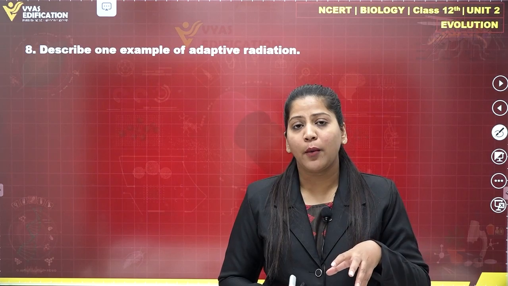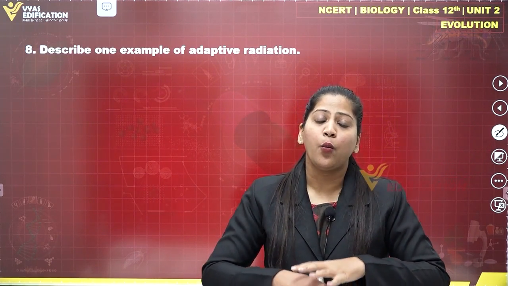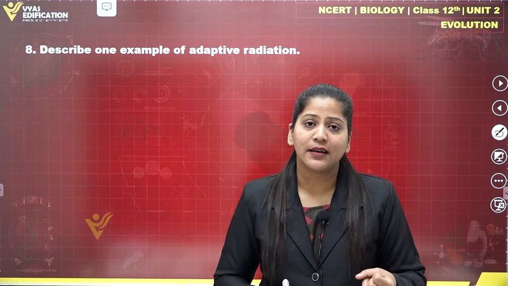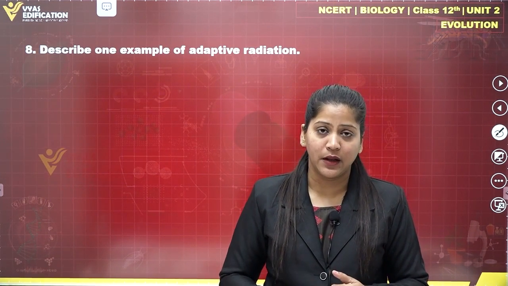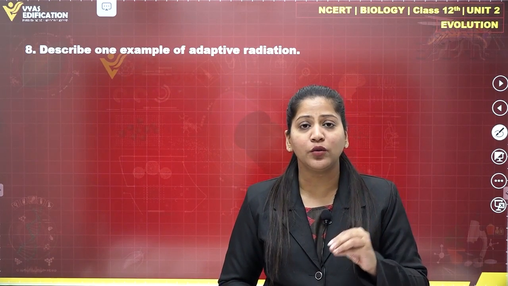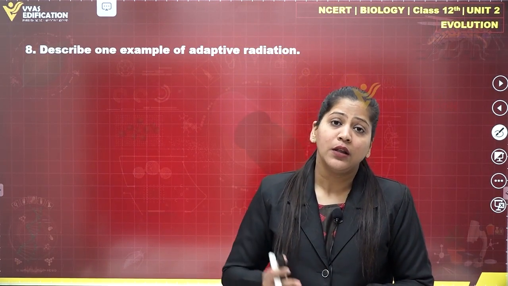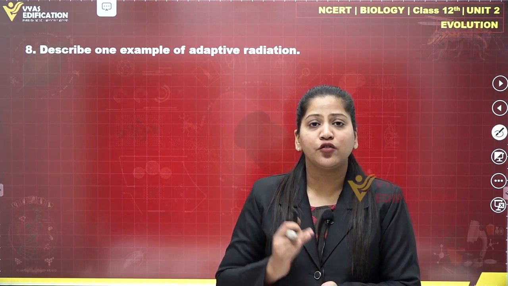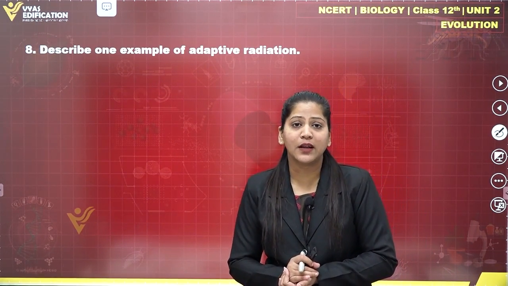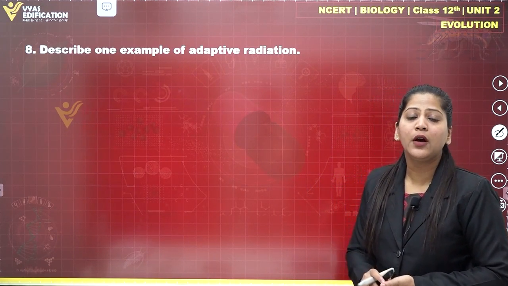Now, if we talk about the example of adaptive radiation, then we have a very classic example of it, such as the ancestral seed-eating Darwin's finches. Seed-eating Darwin's finches were diversified on the basis of the type of food that was available: plants, insects, cactus, seeds, etc. Now, the beaks of these Darwin's finches adapted to the different kinds of foods and got modified accordingly. This is what we call adaptive radiation. Now, the geographical isolation led to the reproductive isolation and actually resulted in the formation of a new species of Darwin's finches, right? So here we have an example of adaptive radiation.